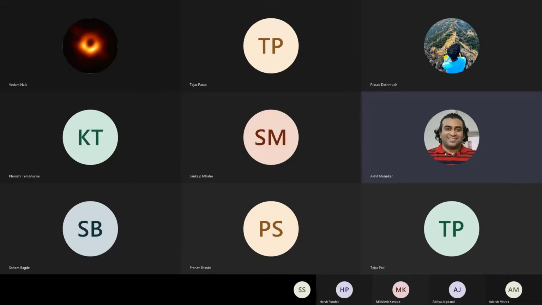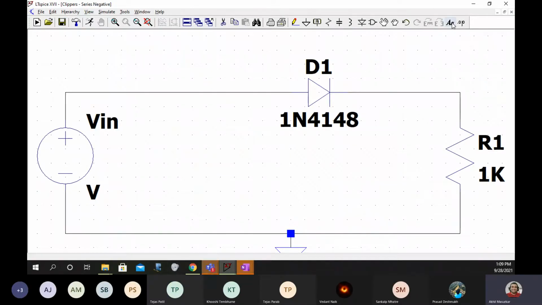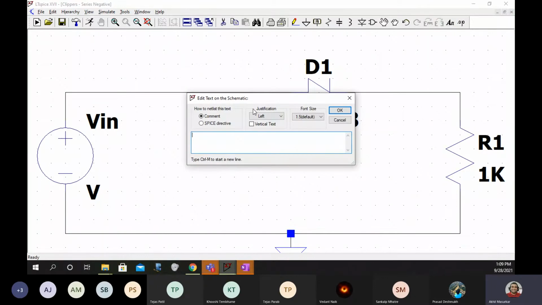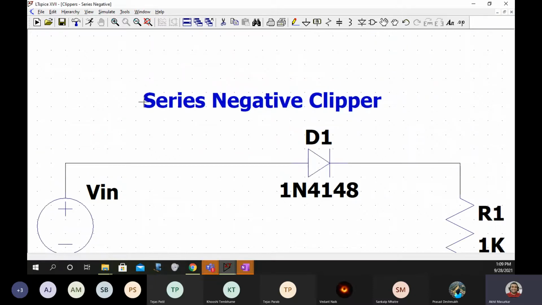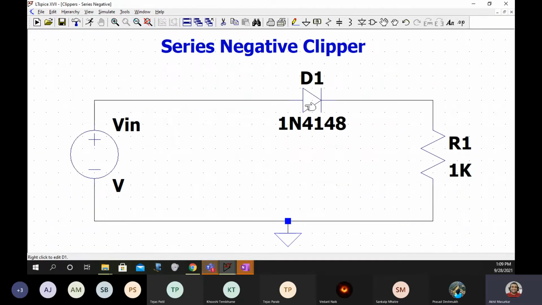Now please write like this properly. You have to write the name of the circuit, that is series negator, and what it is going to do is clip off the waveform below the reference.